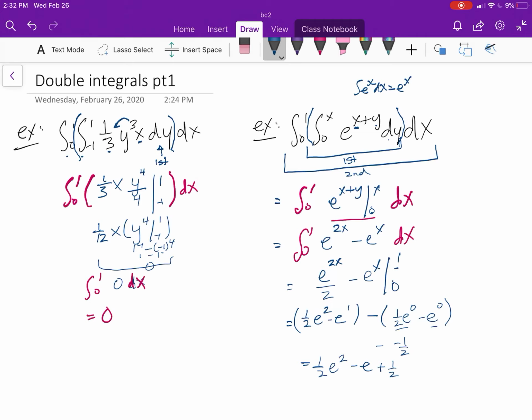One way we could write this, this answer is perfectly fine, but if you check your work and sometimes they have slightly different answers, they may factor out a 1/2. And in that case, we'd have e squared, but right here we'd have minus 2e, right? Because if we distribute the 1/2 times 2, we'd get 1, and then plus 1.